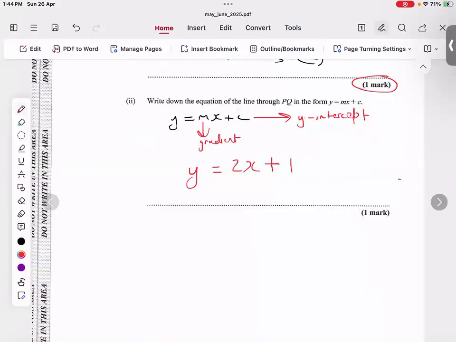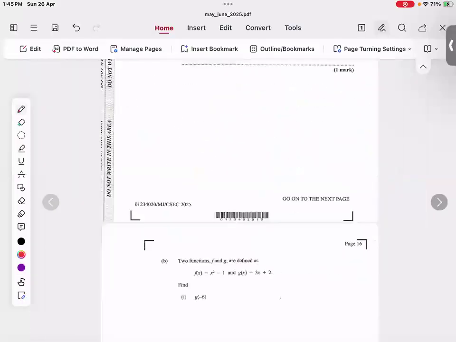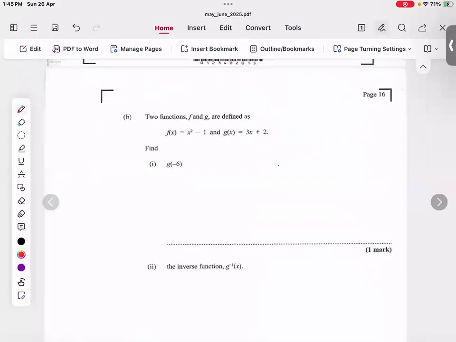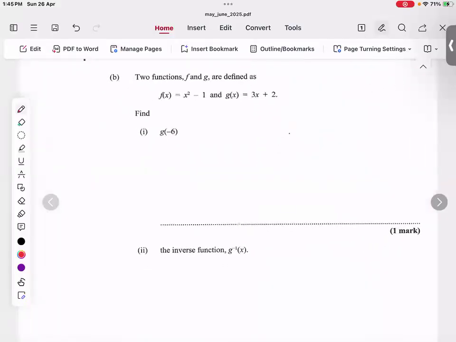You don't need to find y and x because y and x are independent and dependent values. y and x is just a point on the line, right? So that is it right there. Lovely. 1 point there.